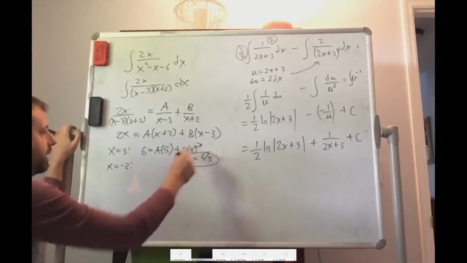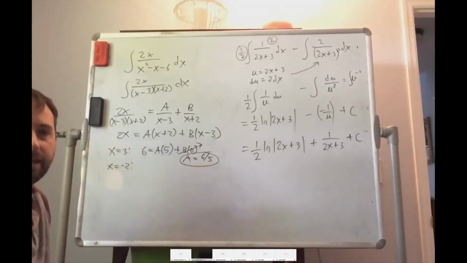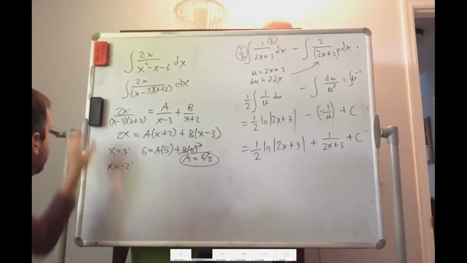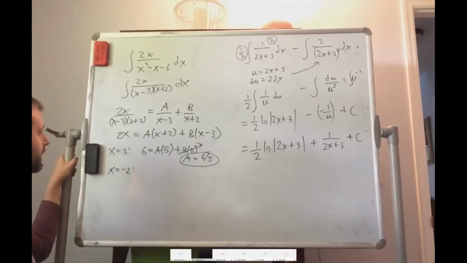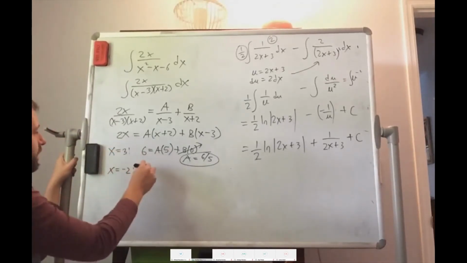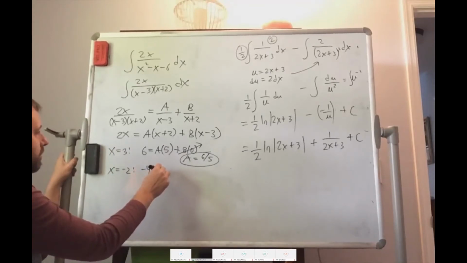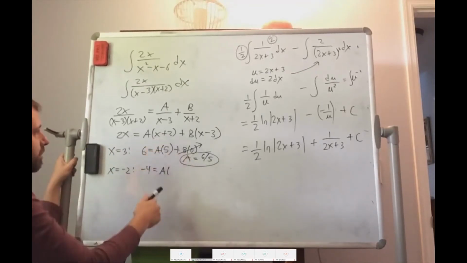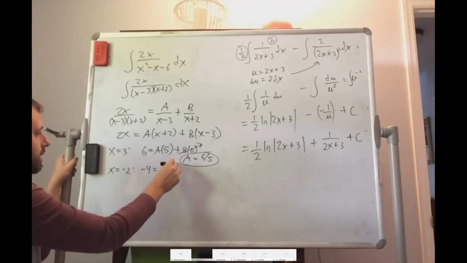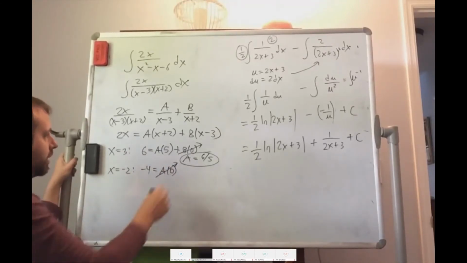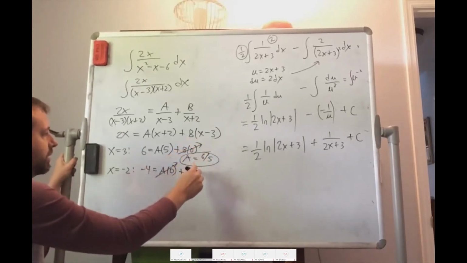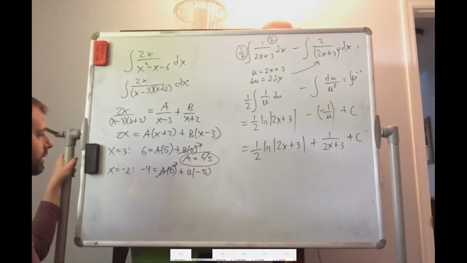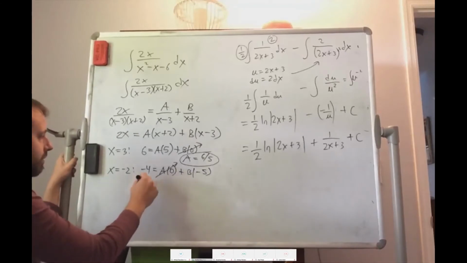And that's all right. There's nothing wrong with getting non-integers when you do this out. It's a little messier, but nothing too bad. I plugged in -2. 2 times -2 is -4. Equals a times -2 plus 2 is 0, so that, as we designed, kills that term. Plus b times -2 minus 3, which is -5. So I just have to divide both sides by -5, and I get 4/5 is equal to b.